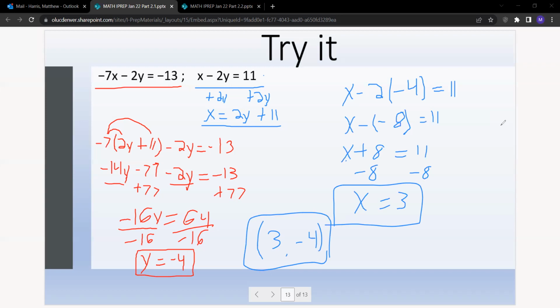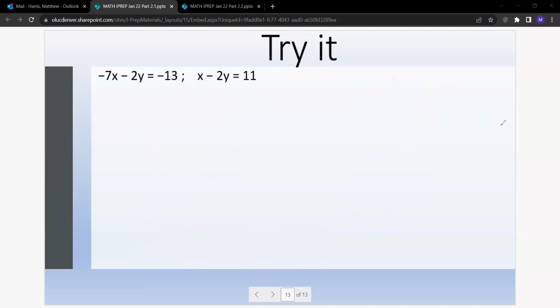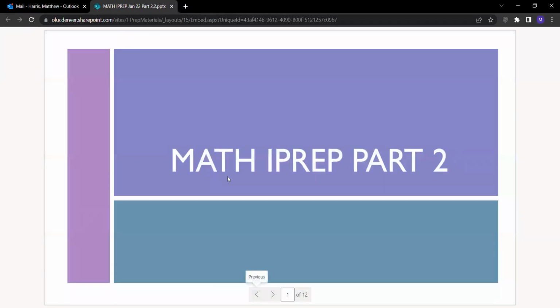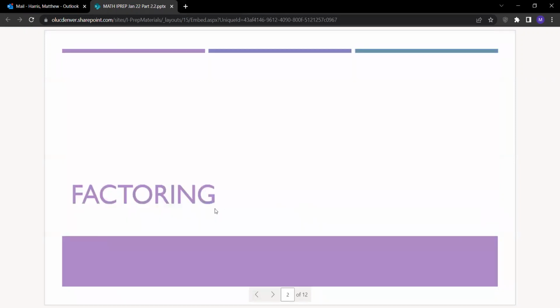So we're going to move into part 2 of part 2, or section 2 of part 2, and we'll discuss factoring polynomials and quadratics, as well as the quadratic equation. So this is part 2 of part 2. So of course, let's go over factoring.